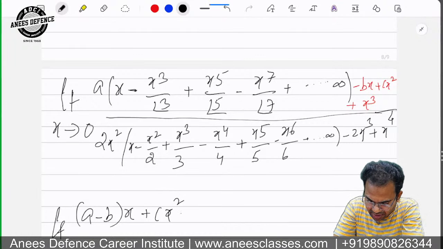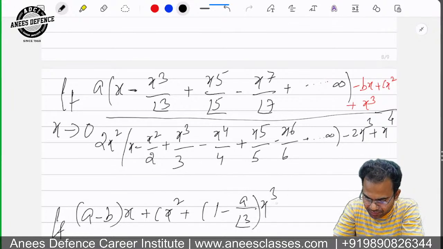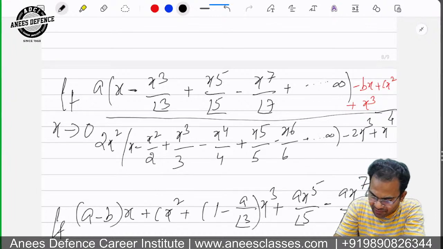So here it will be 1 minus a upon factorial 3 x cube, and a x to the 5 upon factorial 5, minus a x to the 7 upon factorial 7, plus dot dot up to infinity.